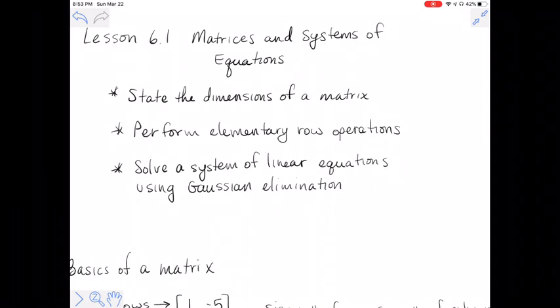Chapter 5, which is solving systems of equations using elimination and substitution. And then chapter 6 deals with matrices, which is another way you can solve systems of equations. So you can see the learning targets here, most important of which is this third one, solving a system of linear equations using what's called Gaussian elimination.